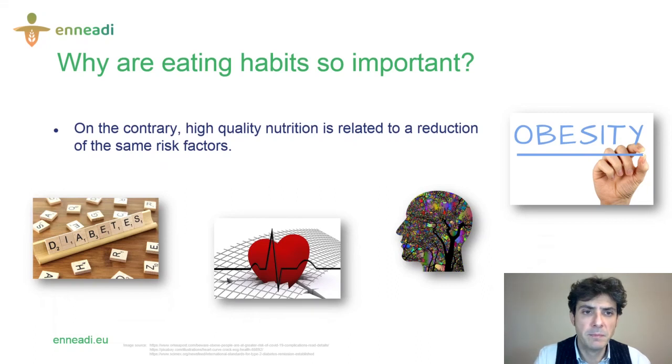At the same time, high quality eating habits, so reducing the amount of sugars, increasing the amount of non-processed foods, increasing the amount of fresh fruits and vegetables, reducing the amount of animal fats, and the consumption of high quality fats such as extra virgin olive oil, fish, and so on. These are all healthy eating habits, and all these habits are related to a reduction of those risk factors we described before.